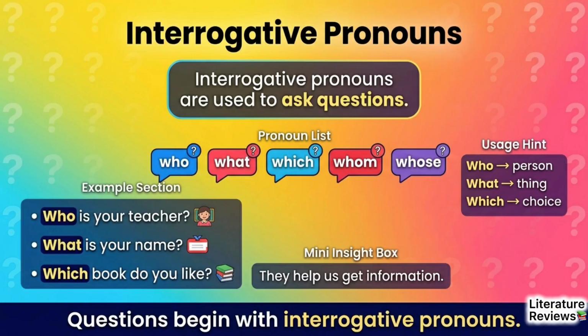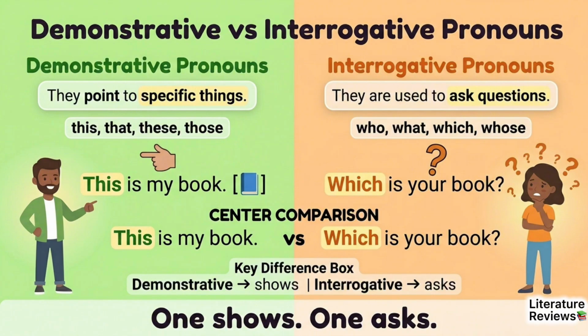Interrogative pronouns are used to ask questions. Words like who, what, and which help us get information. We use them every day when we speak. Demonstrative pronouns point to something, like this or those. Interrogative pronouns ask questions, like who or which, so one shows, and the other asks.